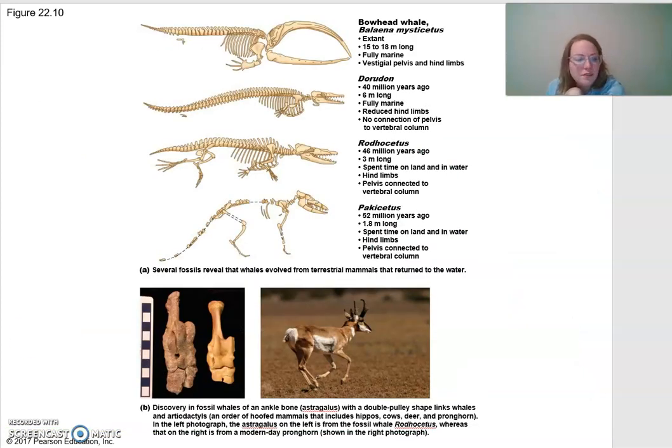Oh, this was a cool picture from your book looking at fossils of bones, and this kind of gets into that comparative anatomy too. But how different individuals are related based on their fossils. Whales show that they came from terrestrial, or on land, ancestors that went back into the water, right?